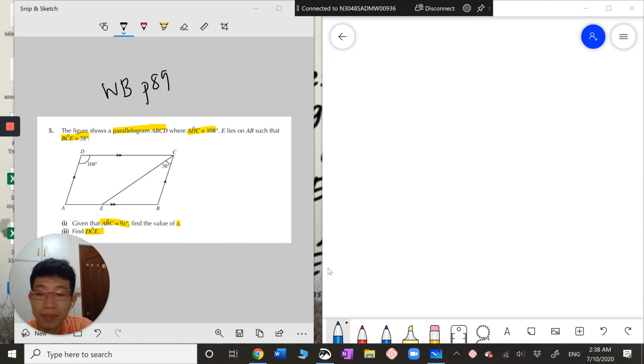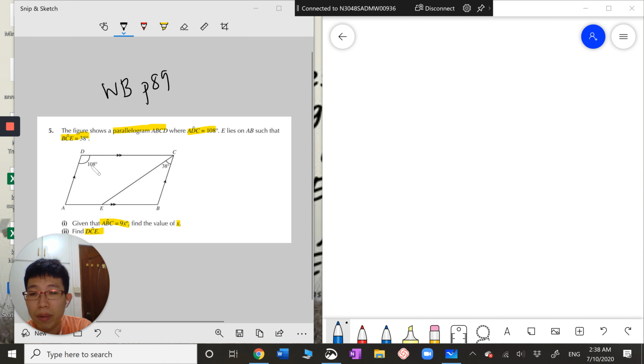Hi students, let's look at question 5, workbook page 89. So first step, highlight all the keywords: parallelogram ABCD, angle ADC equals 108, E lies on AB such that angle BCE equals 38.